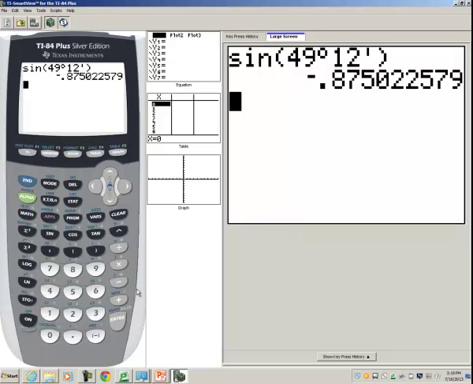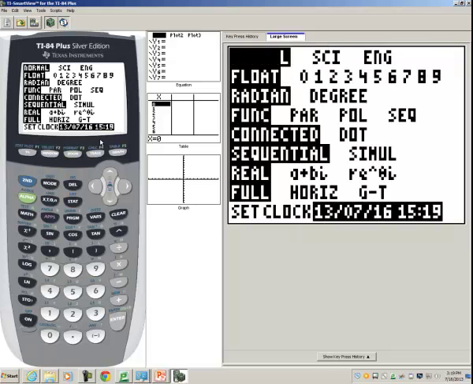49, 12. Let me check the mode here real quick. Nope, I'm in radians. No wonder. Let me go ahead and switch to degrees. I didn't get the right answer because I was in radians. So good.